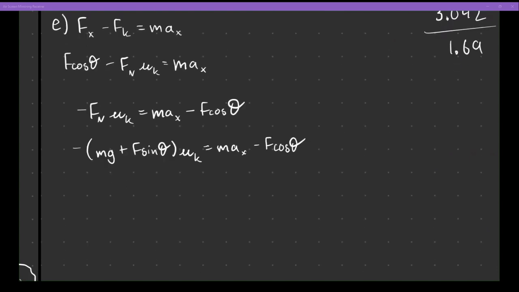Since I'm trying to isolate for mu k, I'll divide the negative over, and then after that, I'll divide by mg. So I'll just be left with mu k is equal to F cosine theta minus ma_x over mg plus F sine of theta.